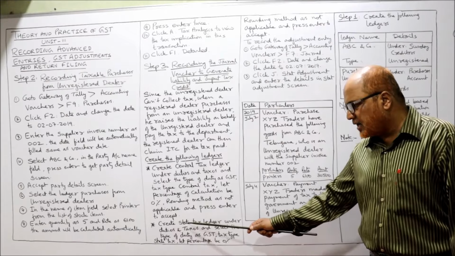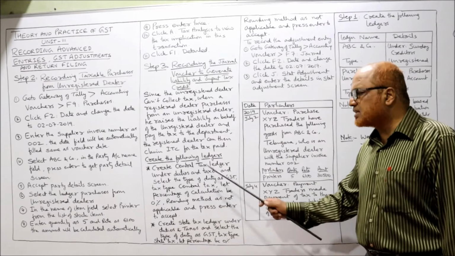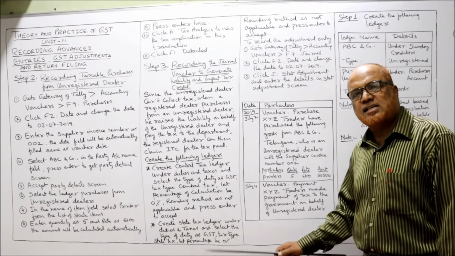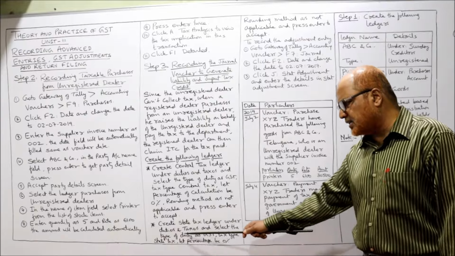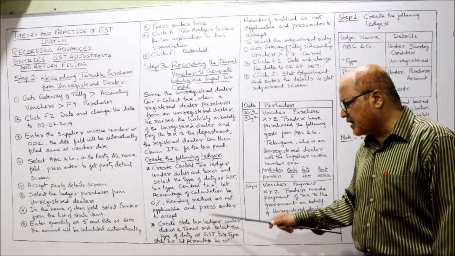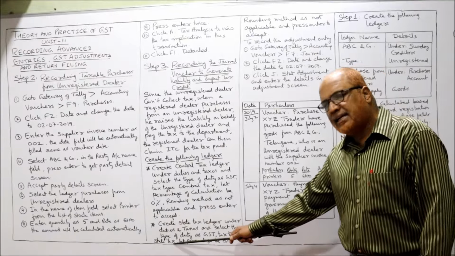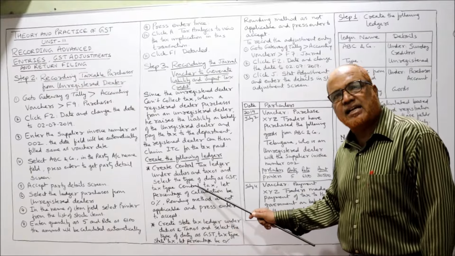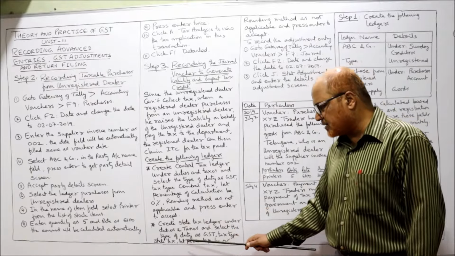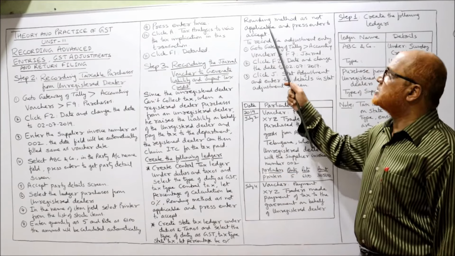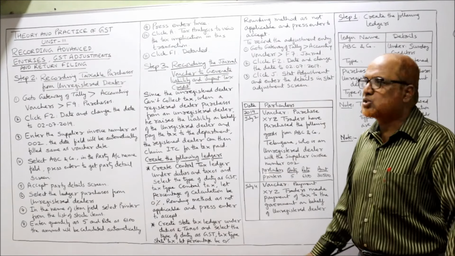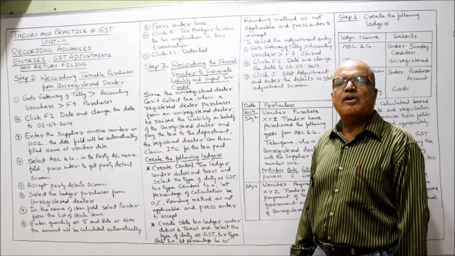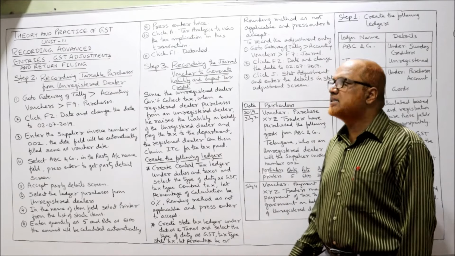Now second, create the state tax ledger. First was the central tax ledger, second is the state tax ledger. In the same way, under duties and taxes, select the type of duty as GST. Exactly similar, the tax type is state tax. Before we selected central tax, here it is state tax. Let percentage be 0%, rounding method as not applicable, and press enter to accept. That's all. So two ledger accounts we have created, one central tax and another state tax.